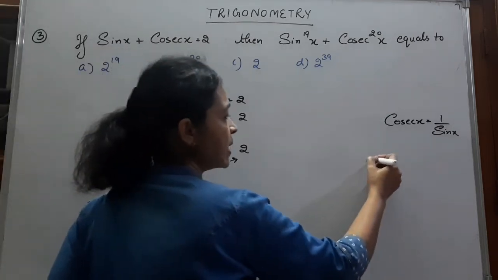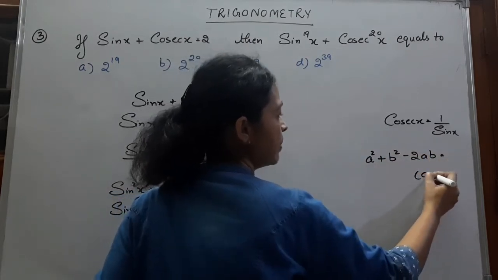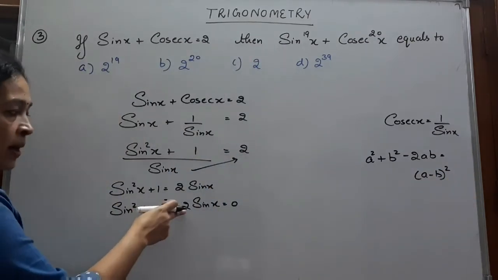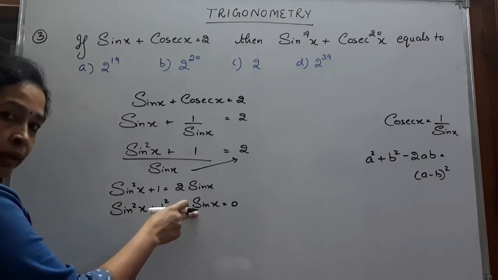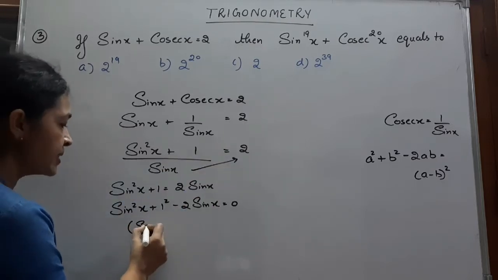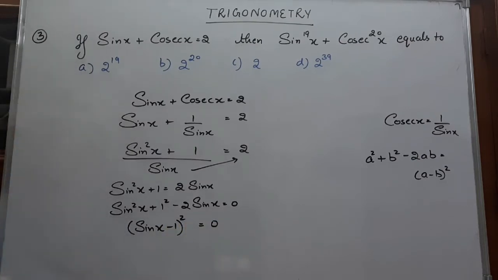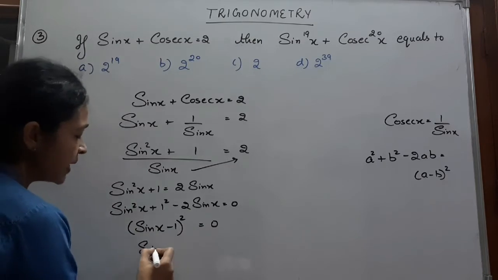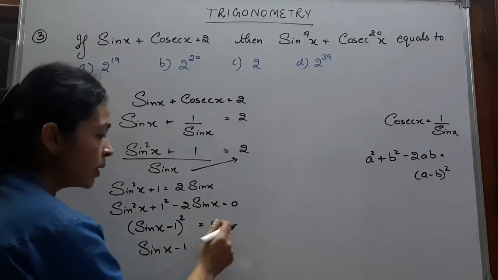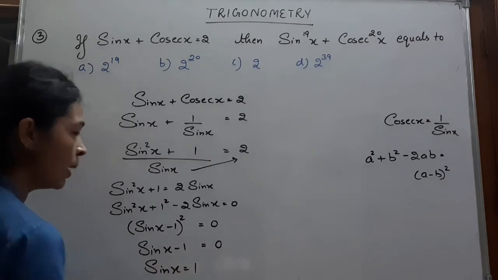But say, what is a square plus b square minus 2ab? This is (a minus b) whole square. We have sin square x plus 1 square minus 2, we can write 2 into 1 into sin x. So this is (a minus b) whole square. So we can write (sin x minus 1) whole square equals to 0. If (sin x minus 1) whole square equals to 0, square root both sides. Square root of 0 is 0 and sin x equals to 1.